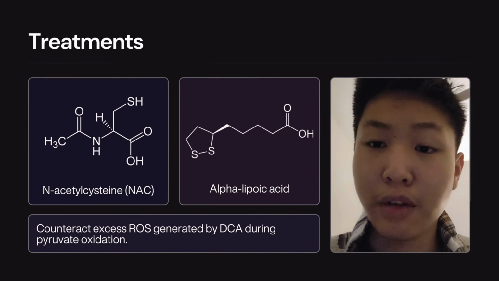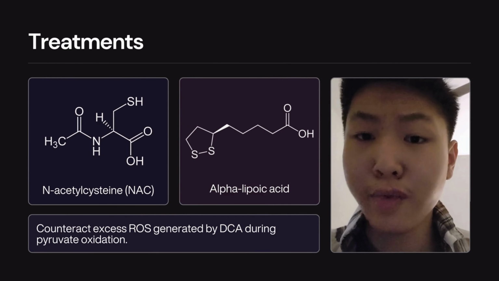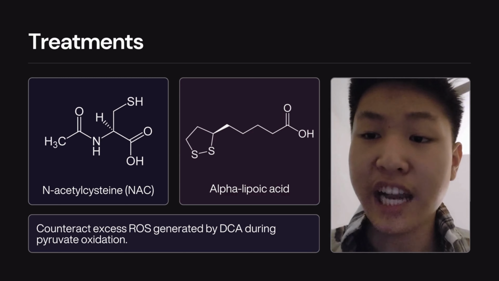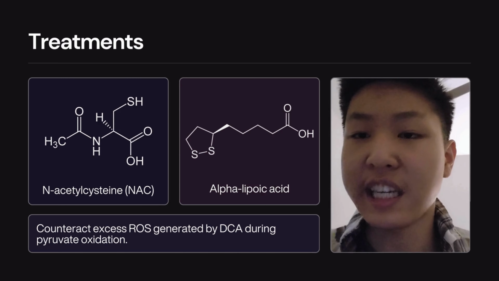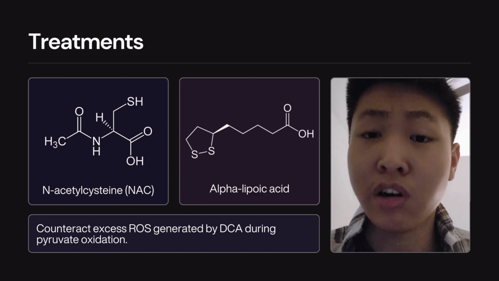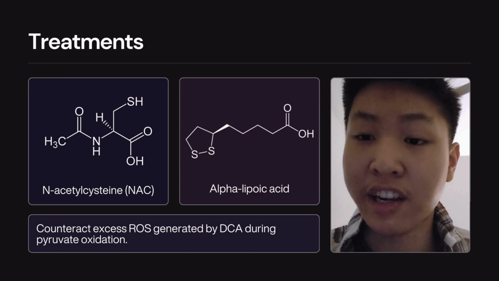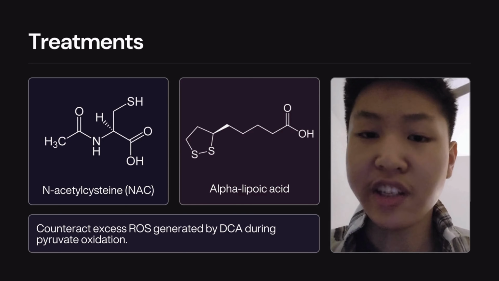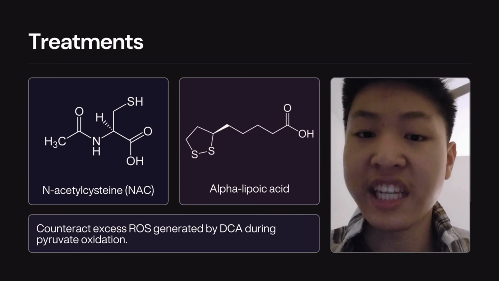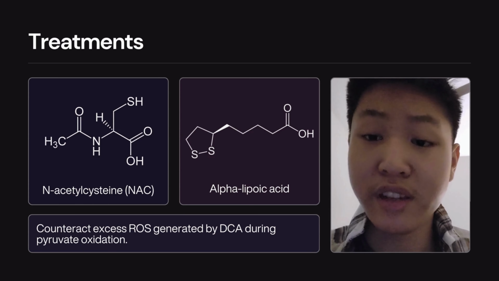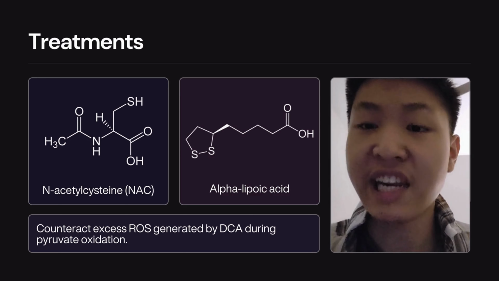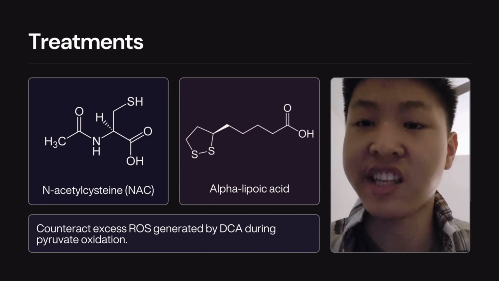To mitigate the impact of DCA on pyruvate oxidation and its associated side effects, treatments focus on balancing the mitochondrial response to DCA-induced oxidative stress. For example, antioxidants like N-acetylcysteine, or NAC, or alpha-lipoic acid are administered to specifically counteract the excess reactive oxygen species, or ROS, generated during the DCA-activated pyruvate oxidation process. These antioxidants help preserve mitochondrial integrity by neutralizing ROS, which prevents oxidative damage to enzymes in the PDC and maintains efficient conversion of pyruvate to acetyl-CoA. By stabilizing the pyruvate oxidation pathway, these treatments allow for sustained ATP production through oxidative phosphorylation without excessive ROS buildup.